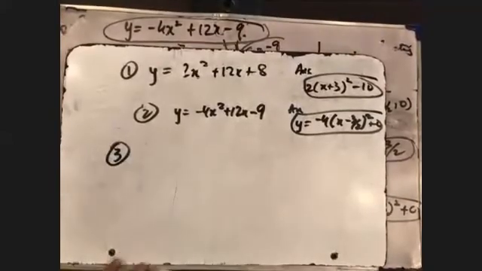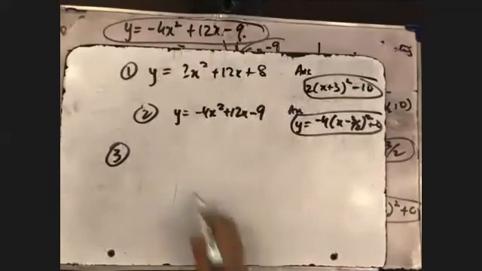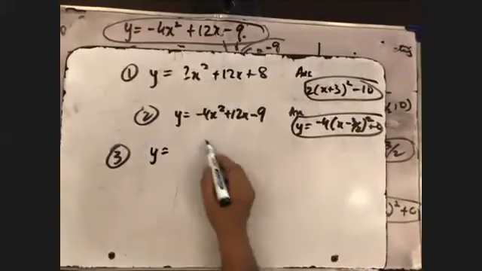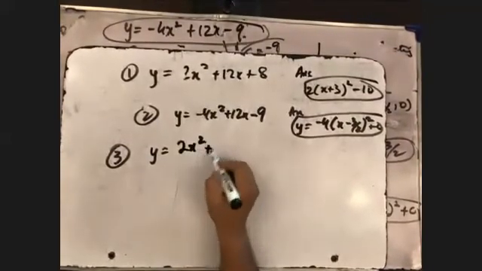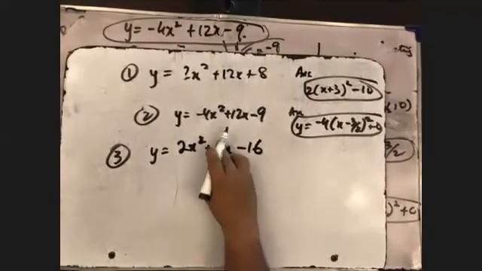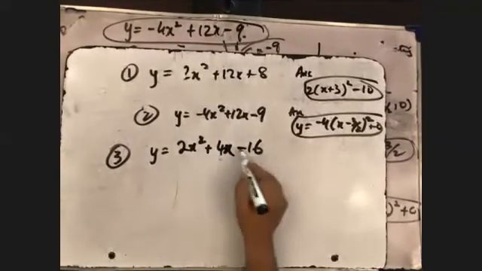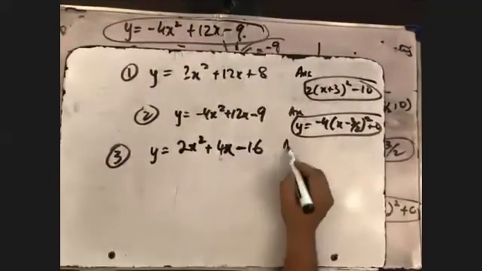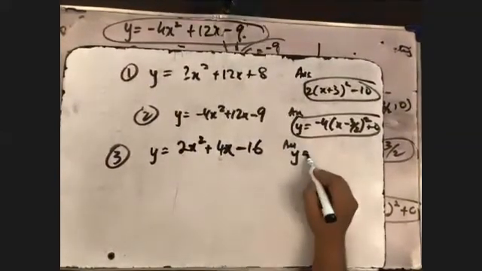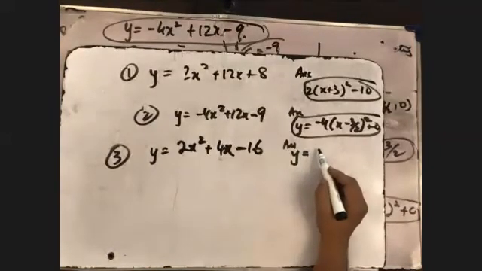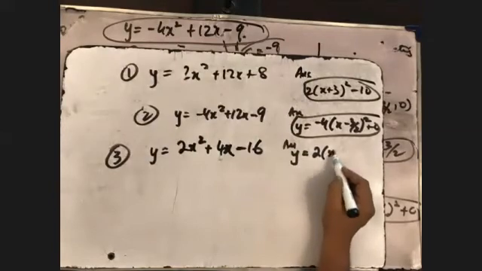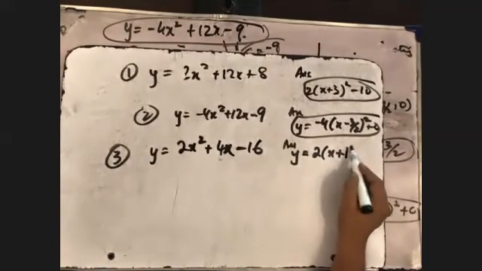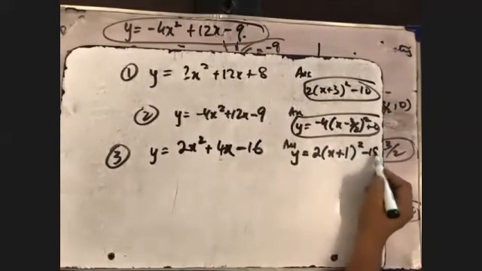Third question: y is equal to 2x squared plus 4x minus 16. Copy this. The answer is y is equal to 2 into (x plus 1) whole thing squared minus 18.